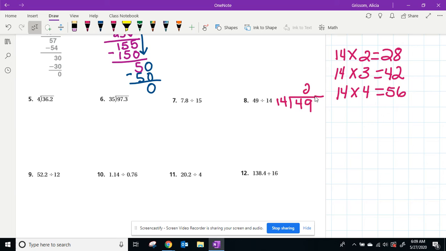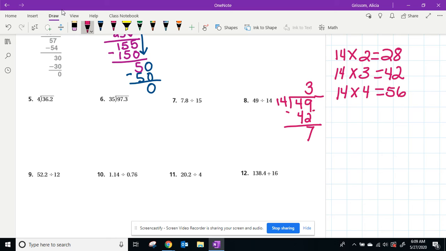So we're going to add a 3 here in our quotient, and 14 times 3. There we go. 14 times 3 is 42. And we have 7 left over. Well, 7 is not large enough to divide by 14, so we're going back to what we've learned.